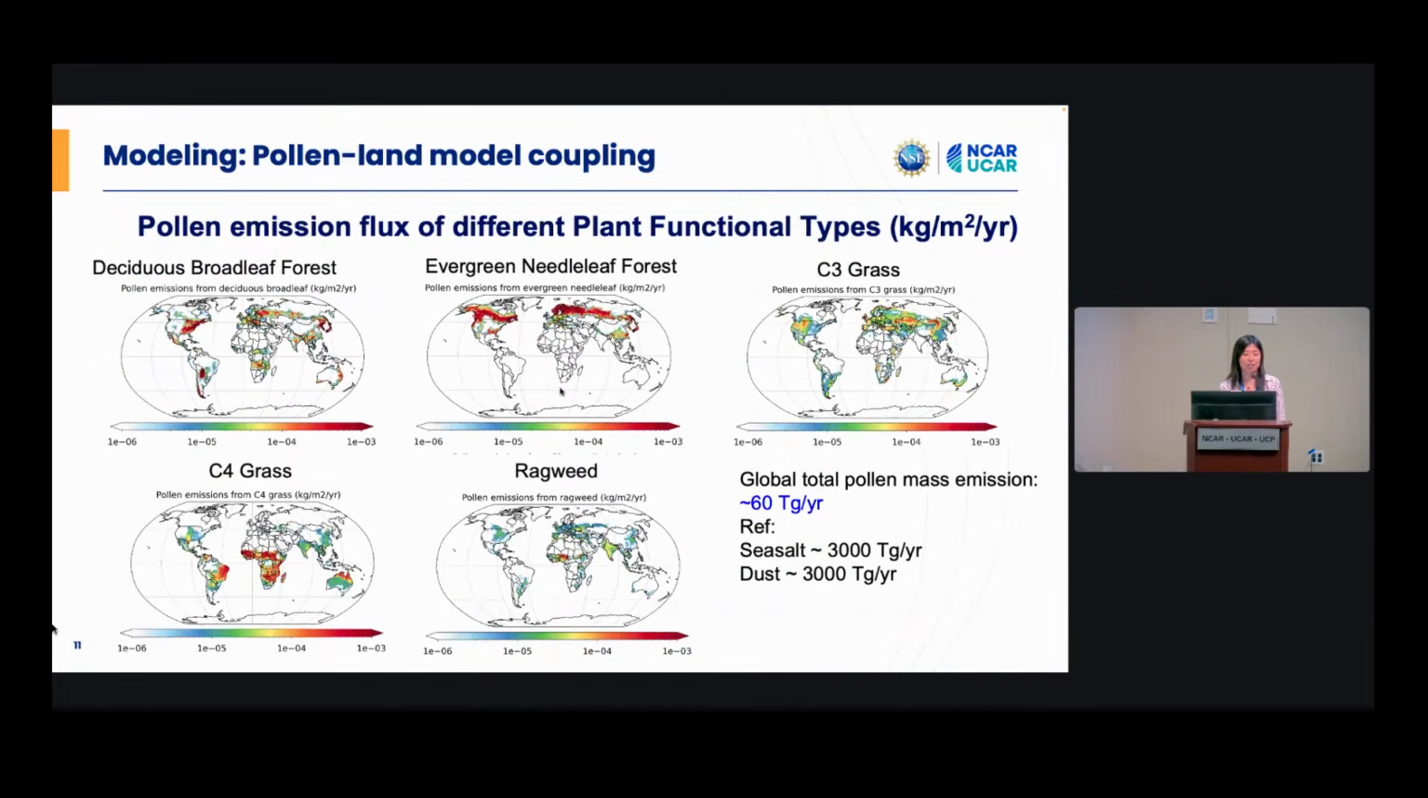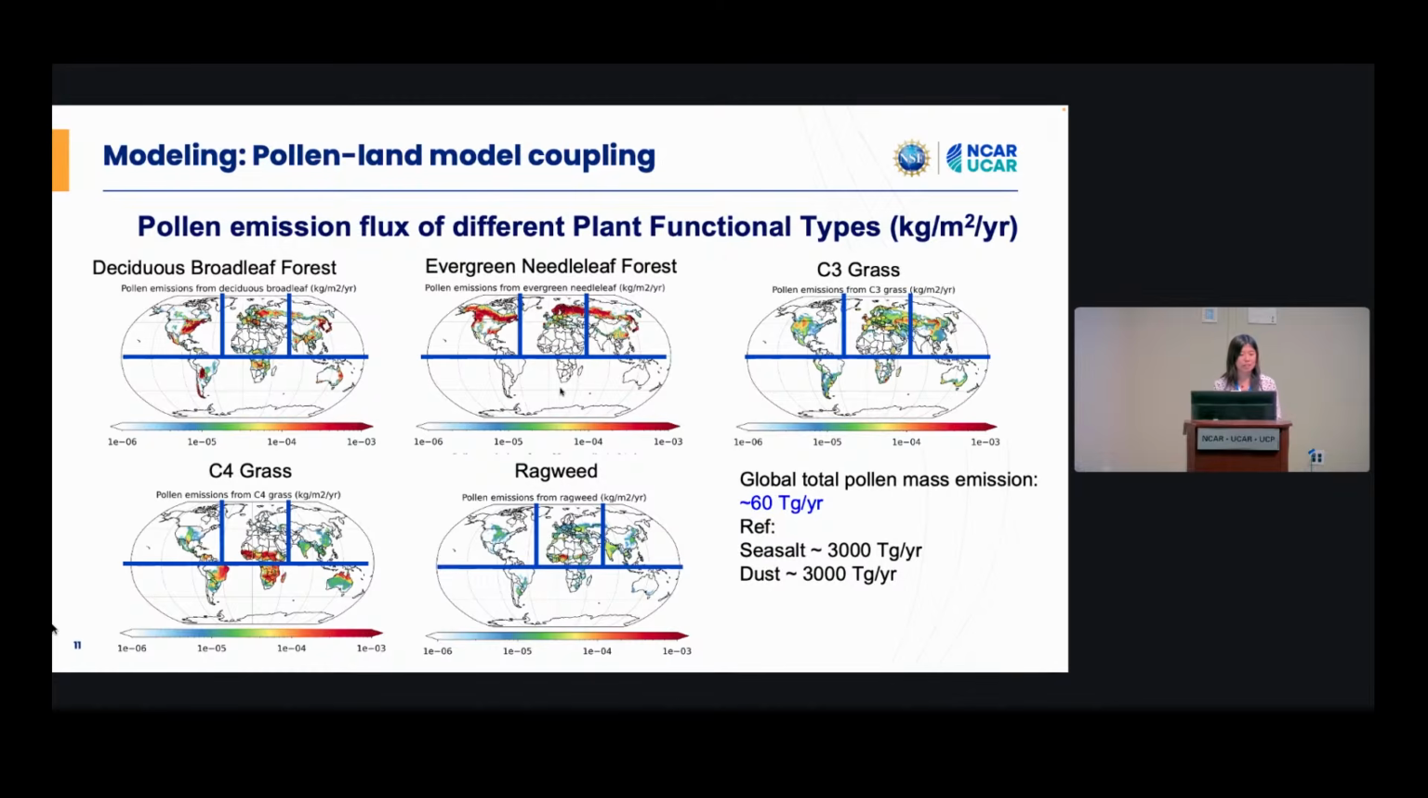Here is our simulated pollen emission flux for different plant functional types. We grouped the global region into different sections for regional specific parameterizations. This parameterization depends on our data availability for this region separation, and also depends on how the different plants respond. Overall, with this framework, the total pollen mass emission is around 60 Tg per year, which is comparable to previous study estimates.